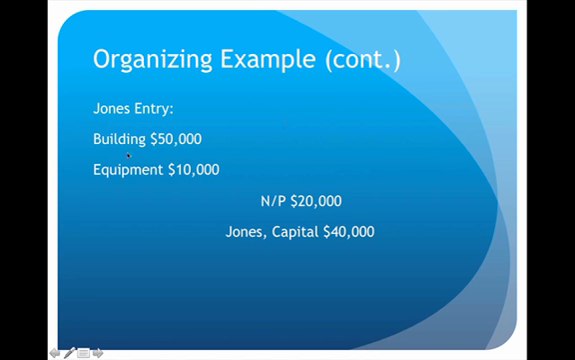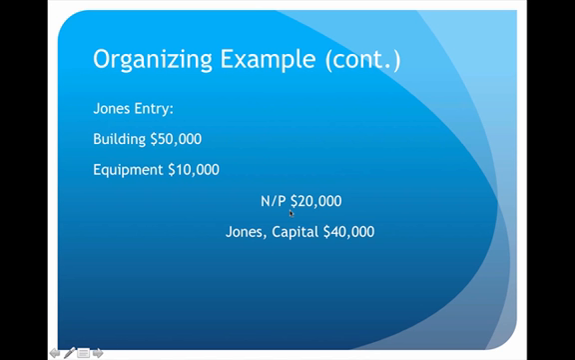The $50,000 building and the $10,000 in equipment both of those assets need to be debited because they are now business assets. But at the same time, Jones had taken out that $20,000 business loan.